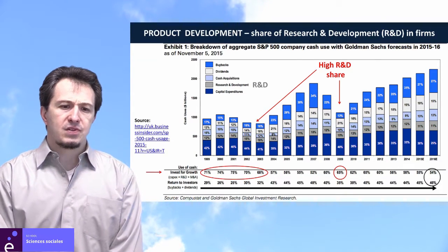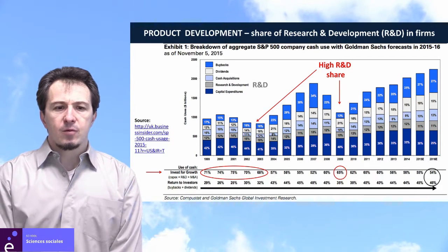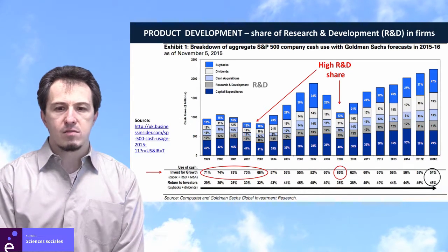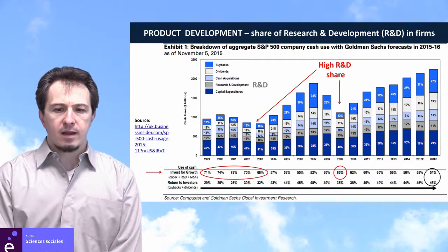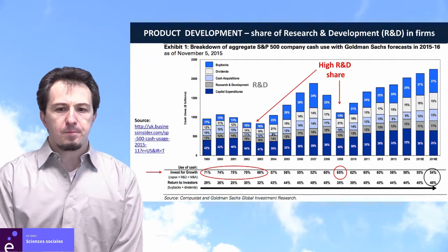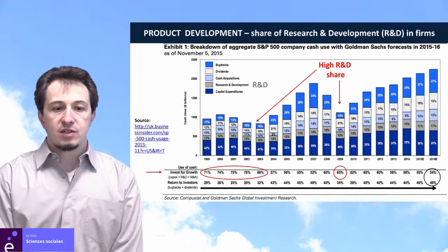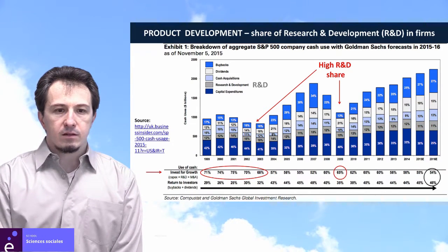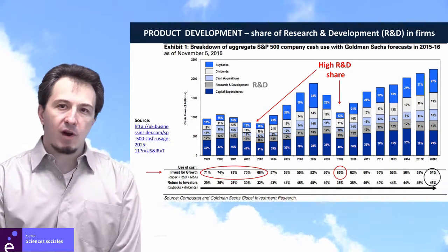Now let's go with this new slide into a bit of analysis of product development, starting from, of course, science and technology. Now in this diagram I show an analysis made by Goldman Sachs, which is also a forecast about the share of the research and development part in the business of companies, these top 500 companies. So they have the money, they use the money for what, in percentage.